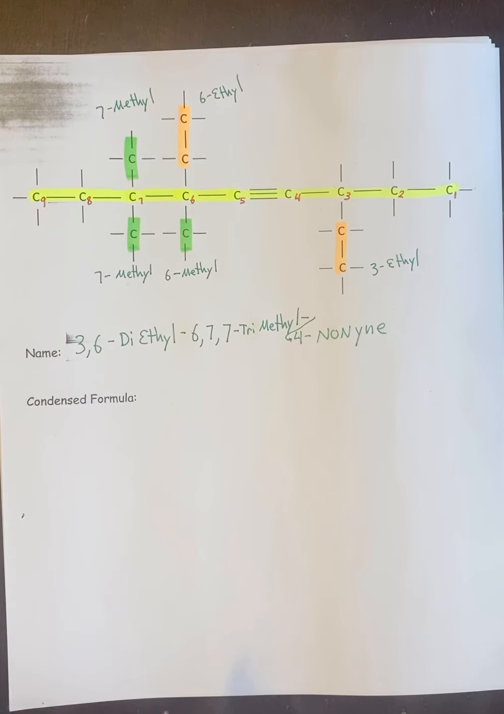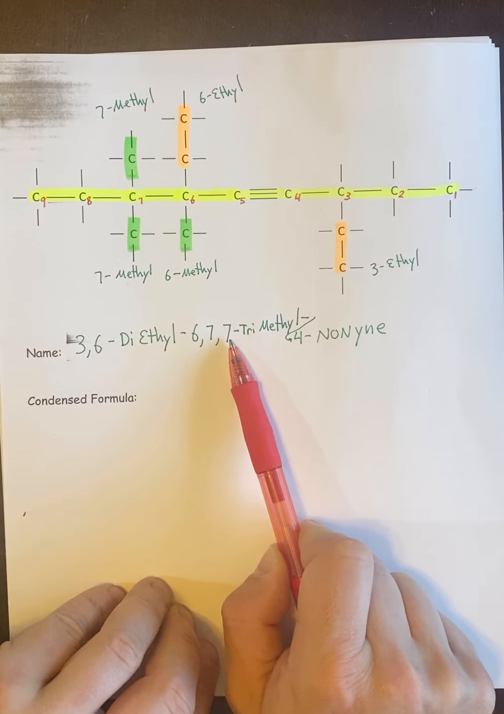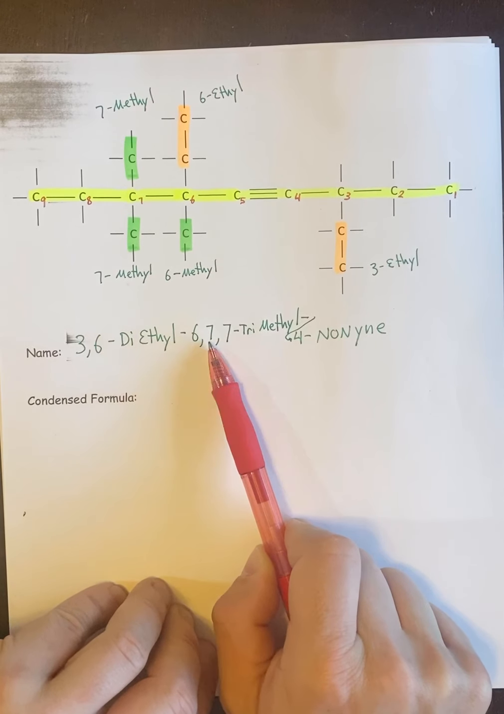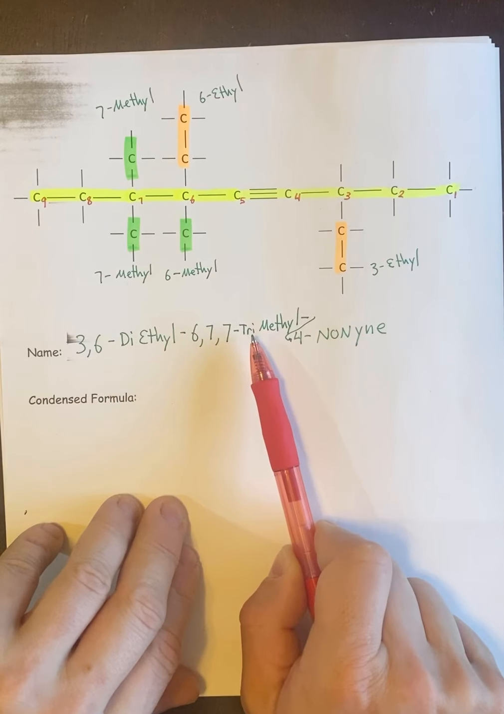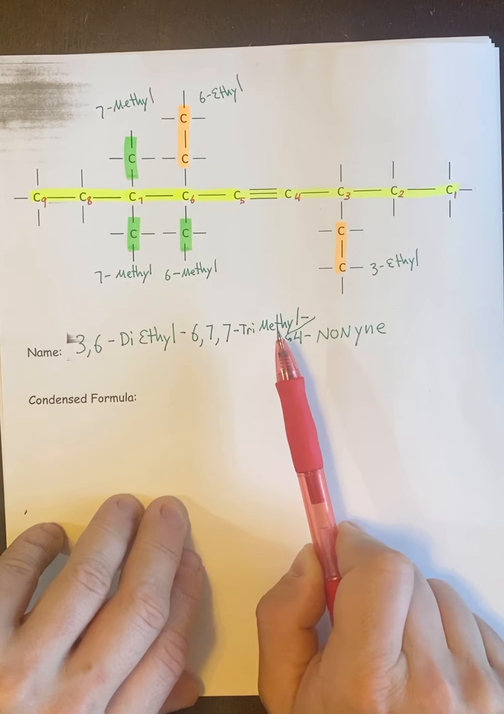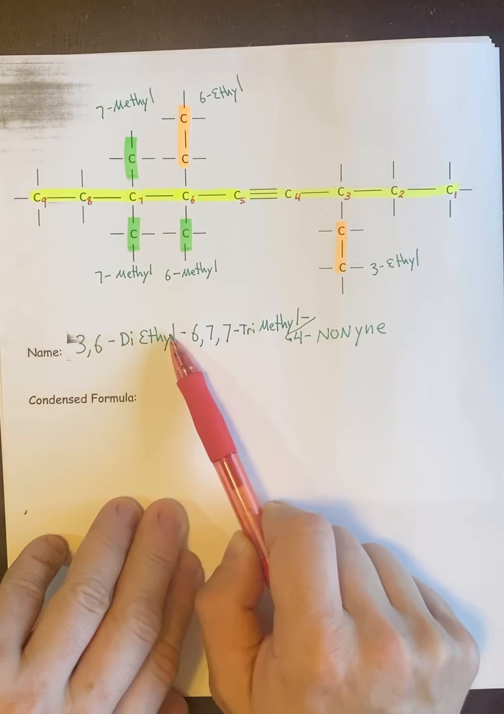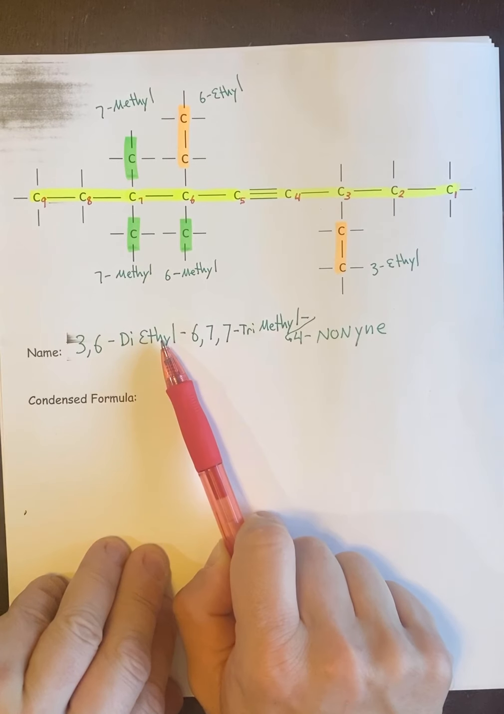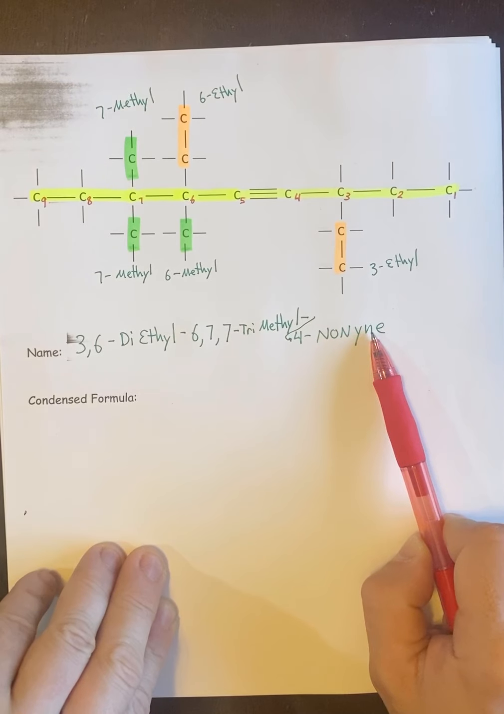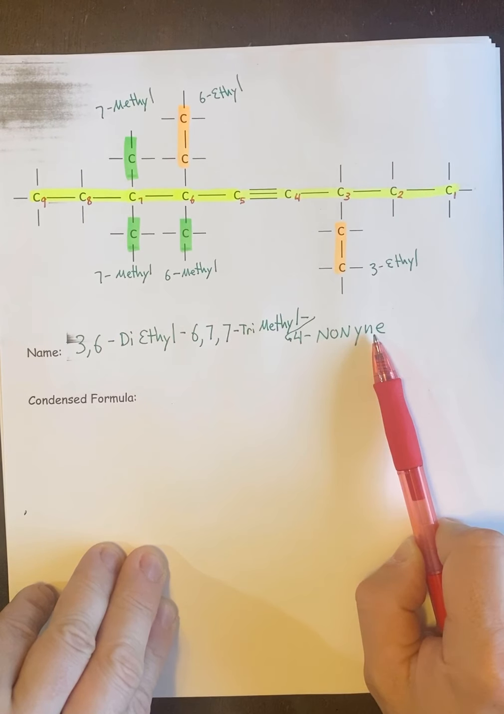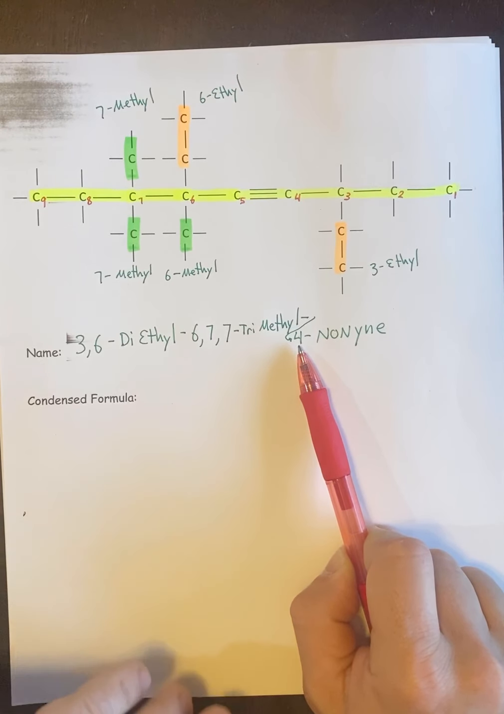So notice a couple things. There were 2 methyls on the 7, so the number 7 has to be written twice. If they happen to be on the same carbon, you still have to double that number up, because what trimethyl really means is there are 3 branches of 1. 6, 7, and 7 are where to find them. Diethyl means there are 2 branches of 2. 3 and 6 are where to find them. 4-non-ine says there's 9 carbons in a row. There's a triple bond between carbons 4 and 5. The 4 is where to find it. So that's what it means.